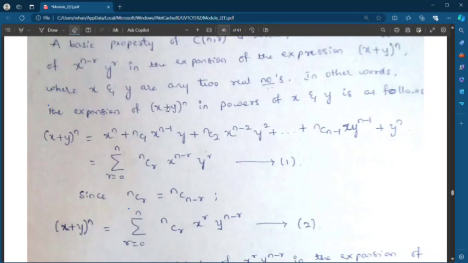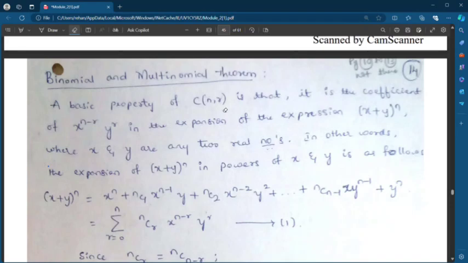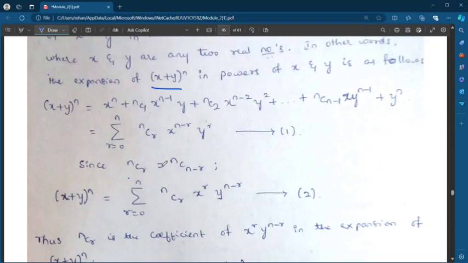They have said that a basic property of C(n, r) is that it is the coefficient of x to the power of n minus r into y to the power of r in the expansion of (x + y) to the power of n, where x and y are any two real numbers. In other words, the expansion of (x + y)^n in powers of x and y is as follows. (x + y)^n can be written as x^n plus nC1 into x^(n-1) into y, then nC2 into x^(n-2) into y^2, up to nC(n-1), like that. Just remember this.